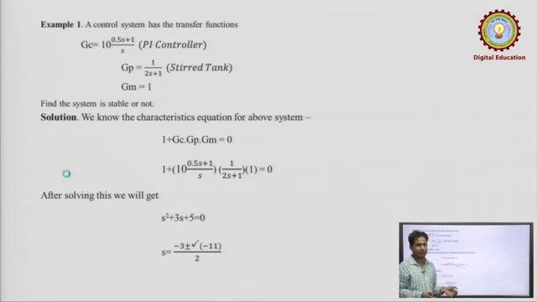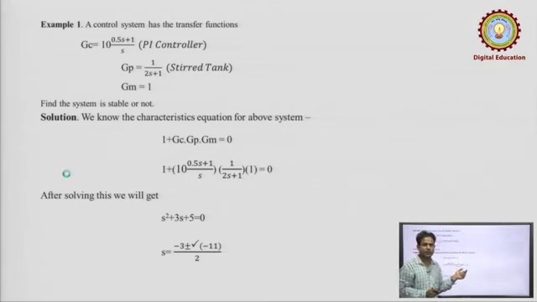So, here is the example, in which we have a feedback control system. In this I have Gc, the transfer function of the controller, which is 10 into (0.5s plus 1) by s, that is basically a PI controller. And you have Gp, the transfer function of the process, which is 1 upon 2s plus 1, that is basically a first order system.